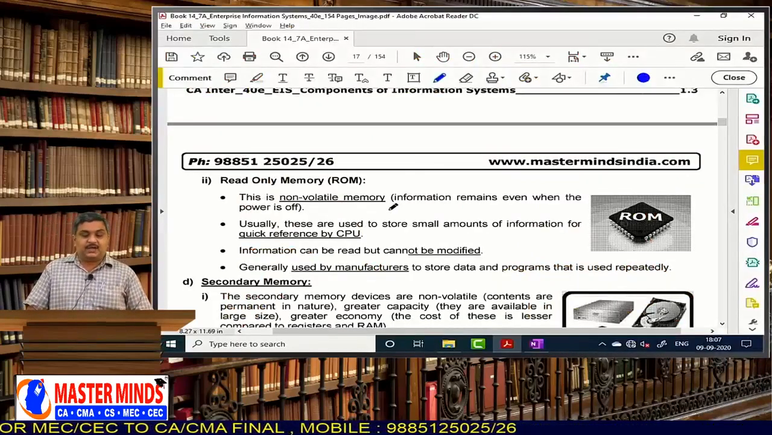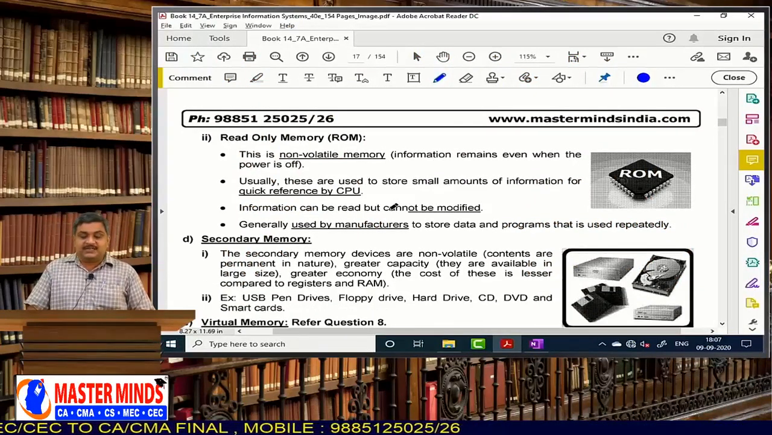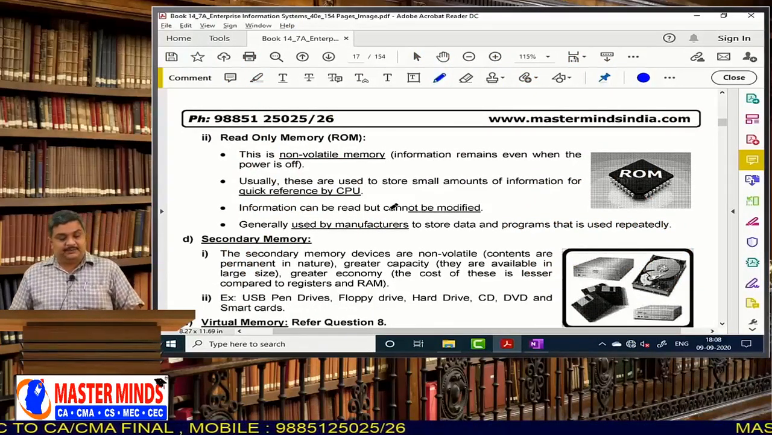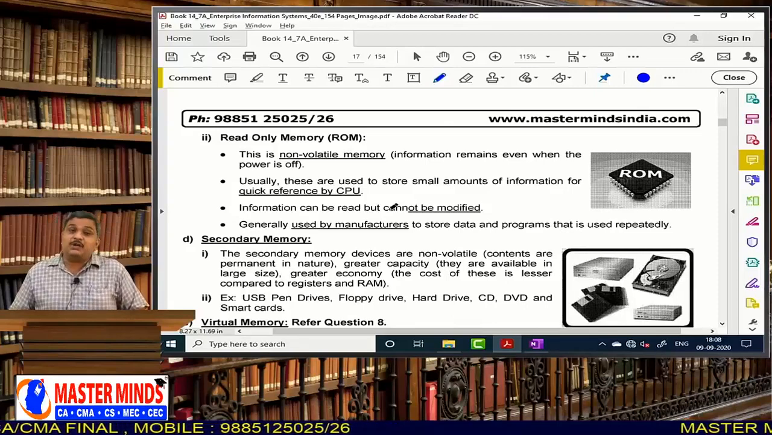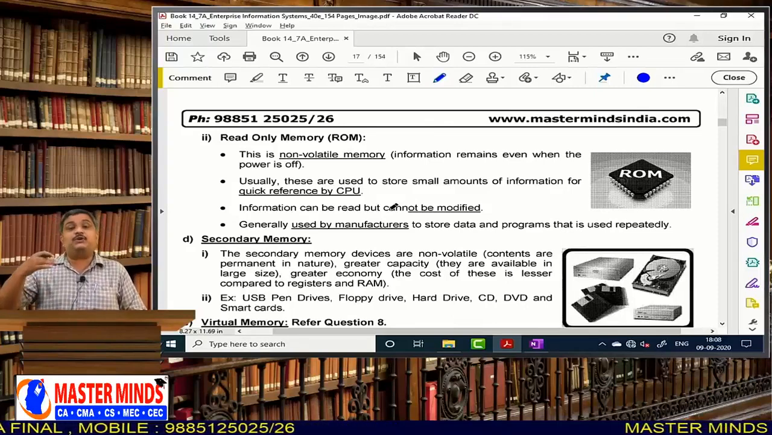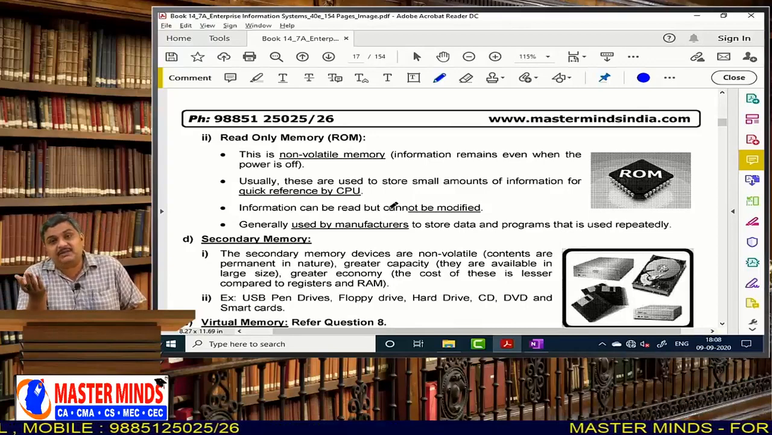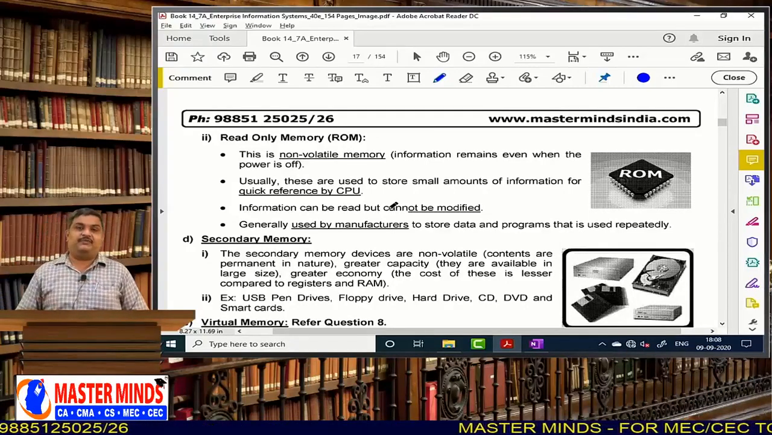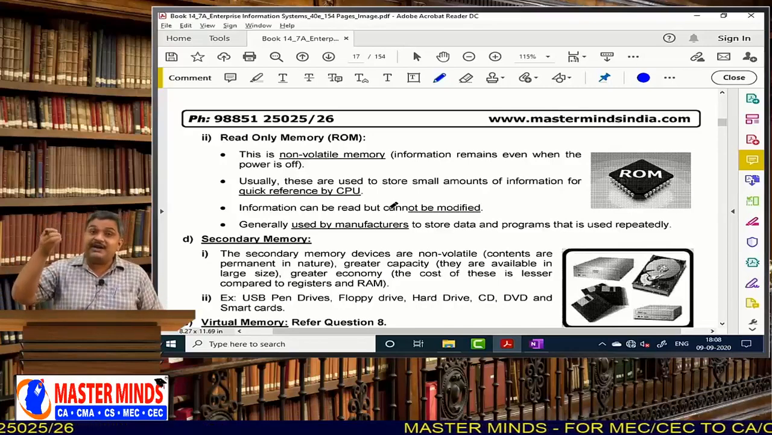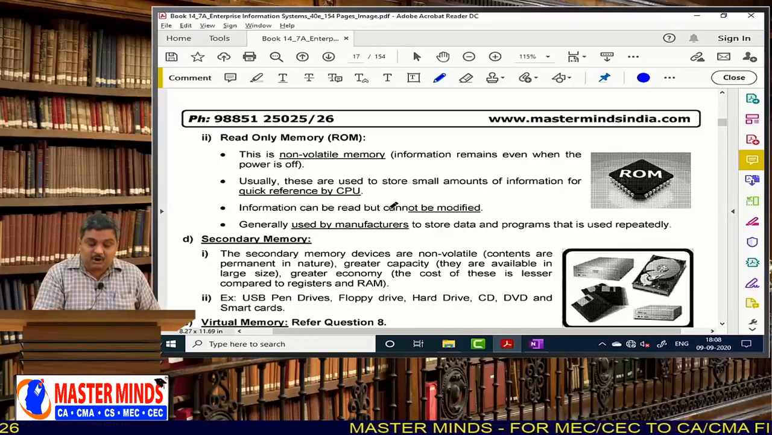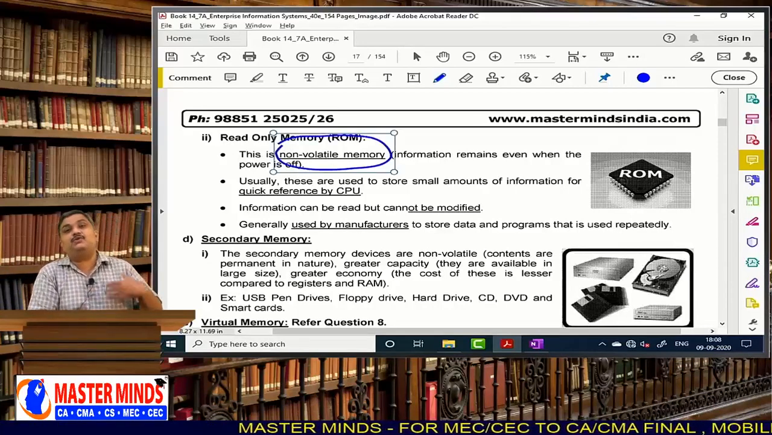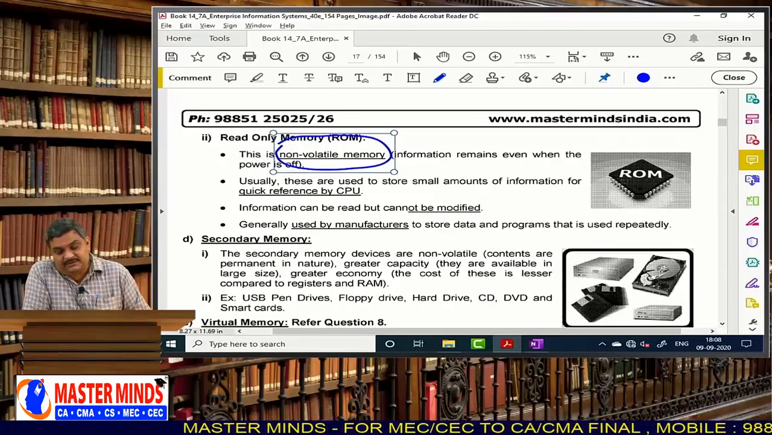And next, coming to ROM. This is a non-volatile memory. Non-volatile memory means what? Just now I told you RAM is a volatile memory. That means when the power is switched off, all the contents will be wiped off. But in ROM, read-only memory, it is non-volatile. That means the contents remain even if you switch off the power.